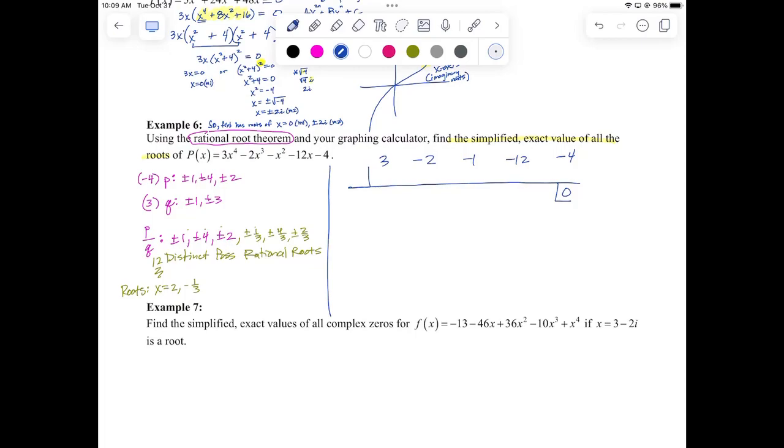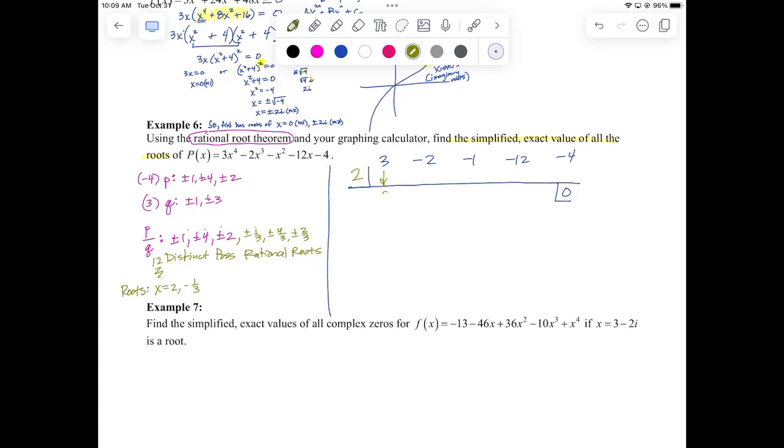Does it matter which one I start with, 2 or -1/3? Which one makes more sense to start with? 2. It's easier on yourself if you start with the easier one, because then when it comes time for the -1/3, you'll have one fewer columns to work with. Because every time we synthetically divide, we get rid of a column.